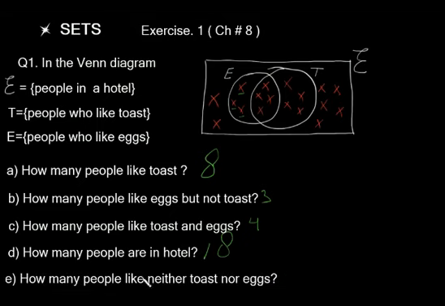Then in the last part E, it says how many people like neither toast nor eggs. Now see, he's asking how many people like neither eggs nor toast. It means you have to ignore the circles of E and T as well. It's asking outside E and T, which is 1 2 3 4 5 6 and 7.